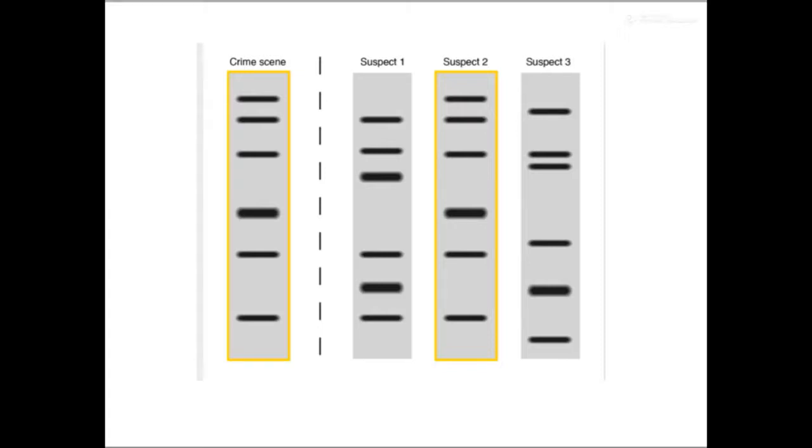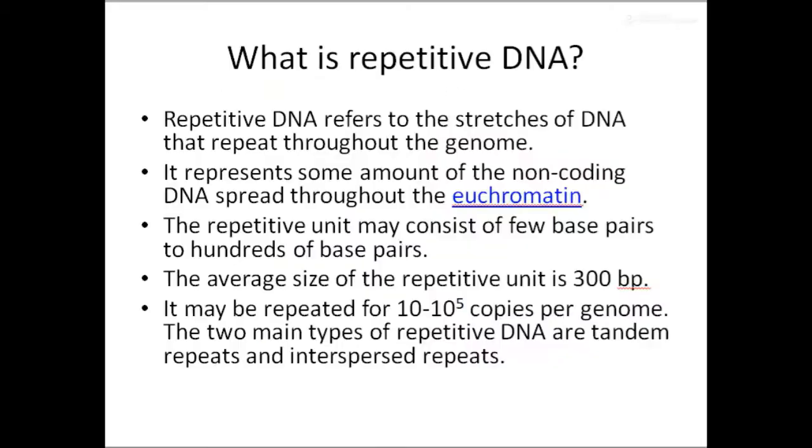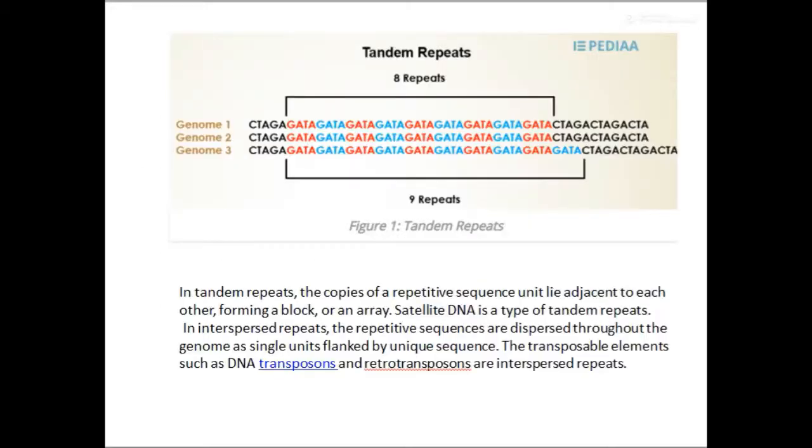And among the satellite DNA, you have two main types: microsatellites and minisatellites. We'll be going into that. Repetitive DNA consists of stretches of DNA that repeat throughout the genome, and they are mainly found in the non-coding regions of the DNA, present throughout the euchromatin. And this repetitive DNA, as I told you, could be of two types: tandem repeats or interspersed repeats.